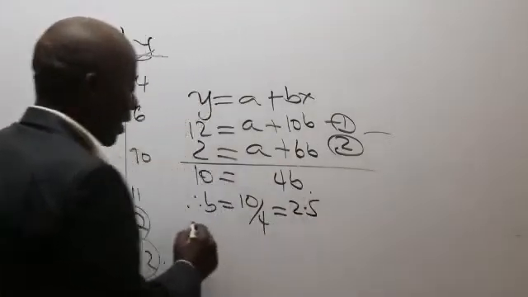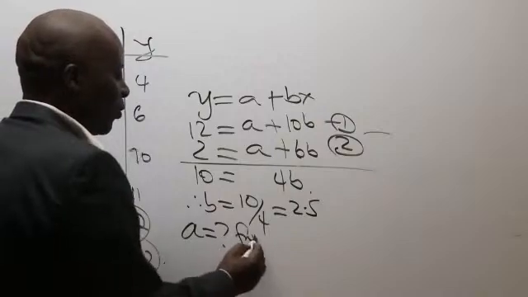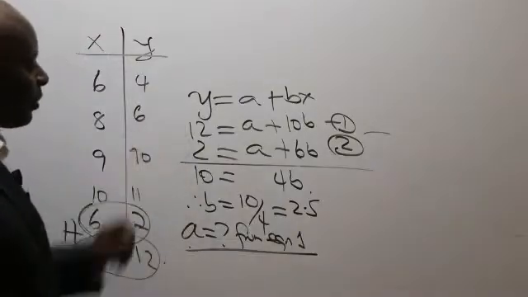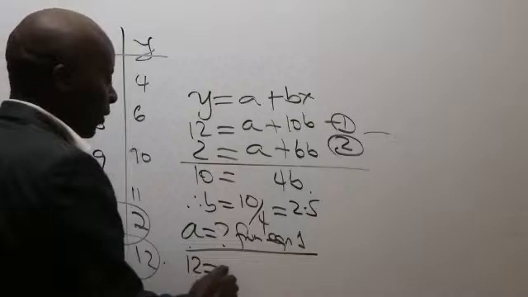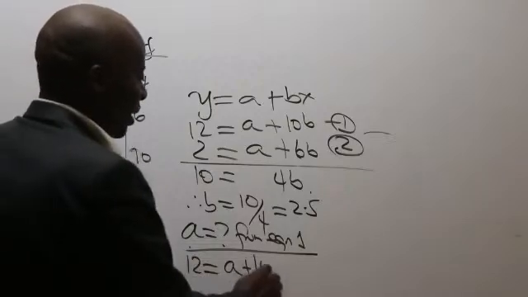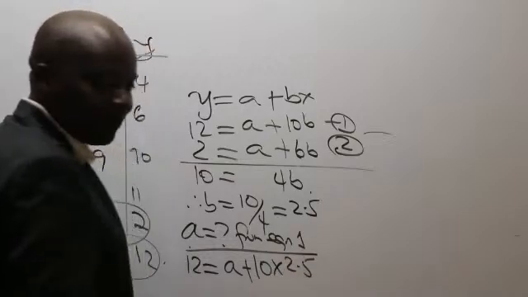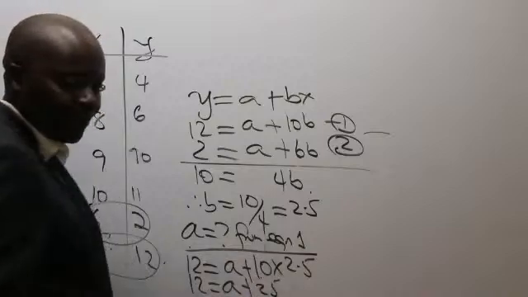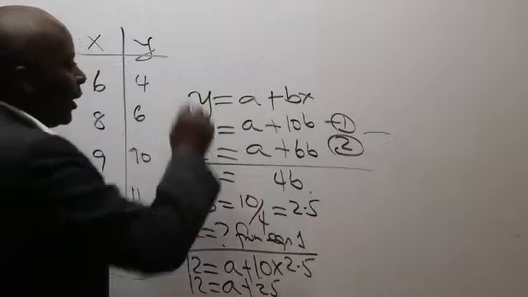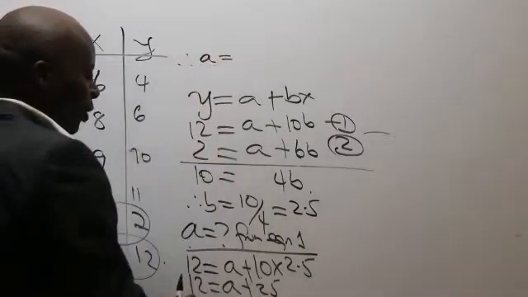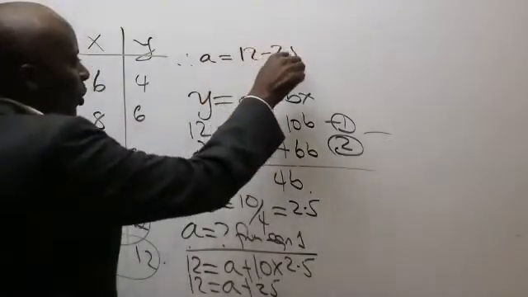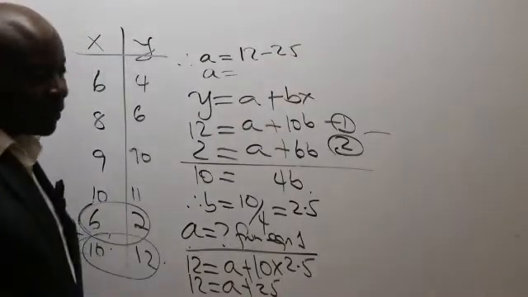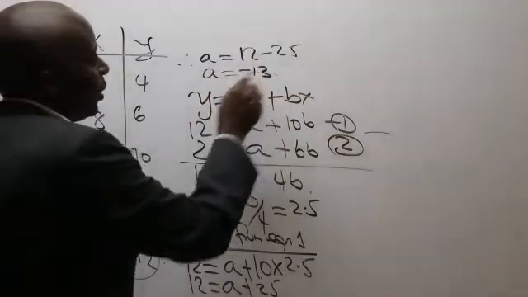So once I've gotten b, I should be able to get a very easily from equation number 1. It reads 12 equals a plus 10b, and b happens to be 2.5. So then this will be 12 equals a plus 25. Implying at the end of the day that a will be 12 minus 25, which gives me what figure? Negative 13. Thank you very much. And that is it.